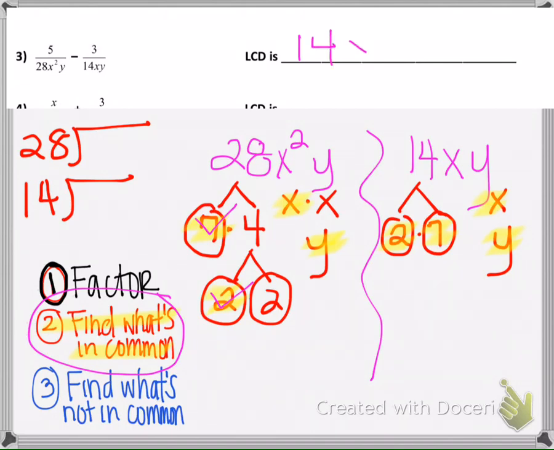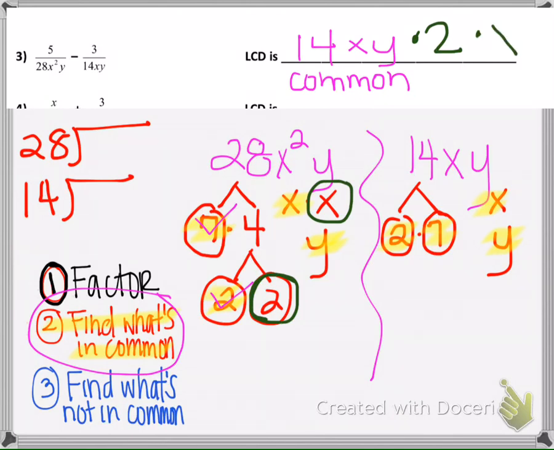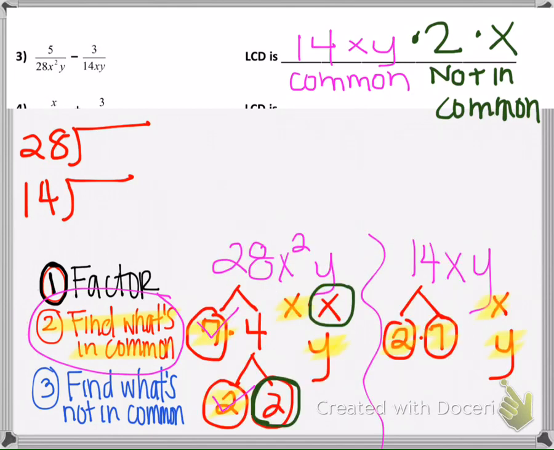And then we have an X and a Y, so that's what's in common. But we have to also include what's not in common. So for example, this 2 right here, this X right here, that's what's not in common. Now we're going to multiply that all together, simplify it up to get our least common denominator.